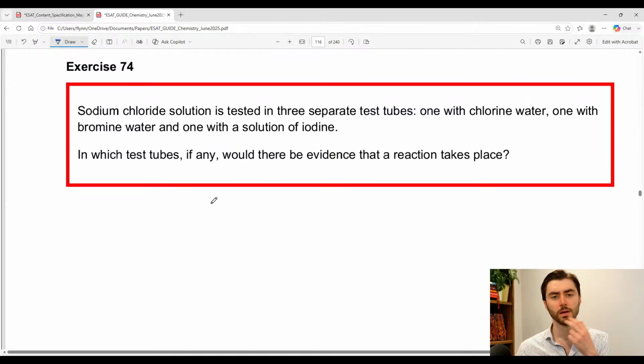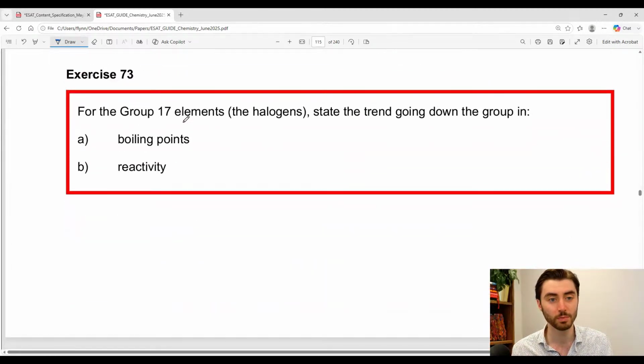None. So iodine is less reactive than chloride, so it does not displace. Bromine is less reactive than chloride, so it does not displace. Chlorine and chloride, nothing would happen there. So that was a bit of a silly question. But maybe that was the point, is to trap you.